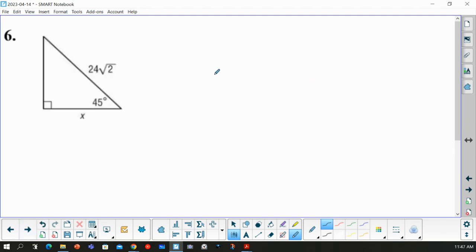And number 6, I have the hypotenuse trying to find the leg. The leg equals the hypotenuse divided by the square root of 2. Now, in this one, you can simplify because it's an easy simplification step. The square root of 2s will cancel each other out. So you get 24. And that's numbers 1 through 6 on the 45, 45, 90 side.